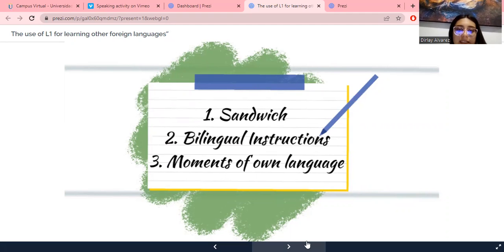And the third is the moment of the own language. In moments of the class where the students lose interest, get distracted, or feel tired, a space is provided for them to speak in their L1, which allows the students' minds to be oxygenated to continue with the work or the different activities.